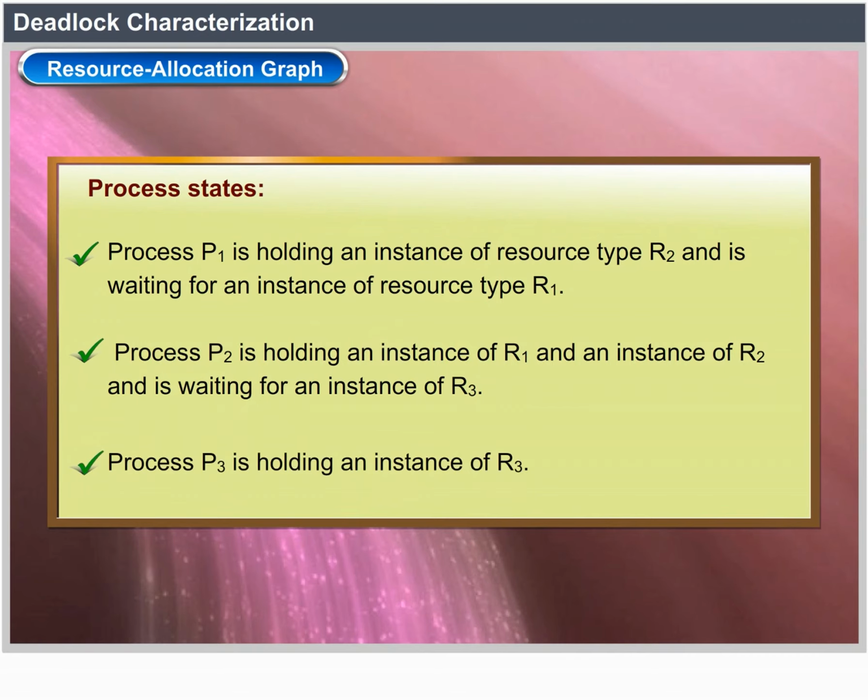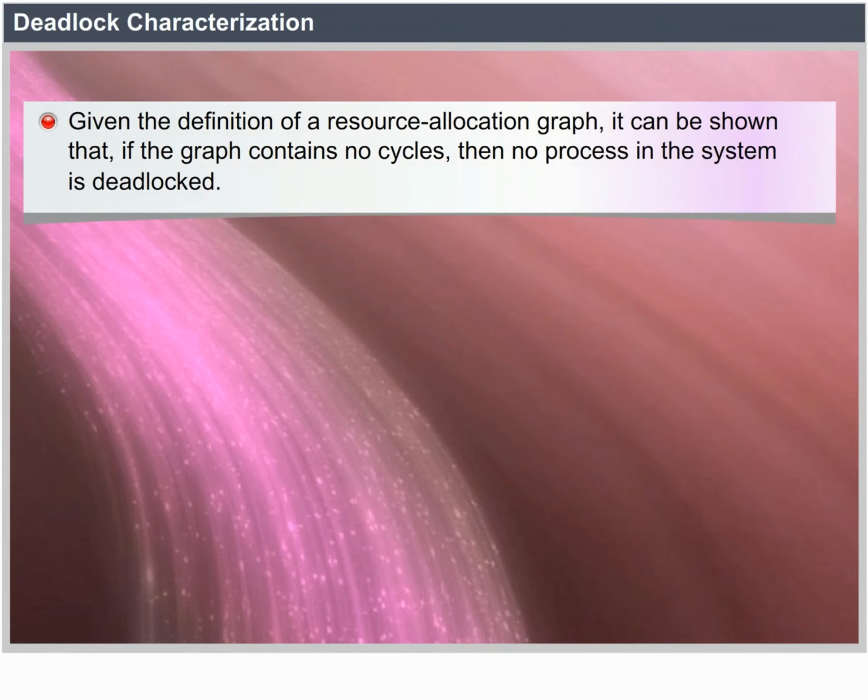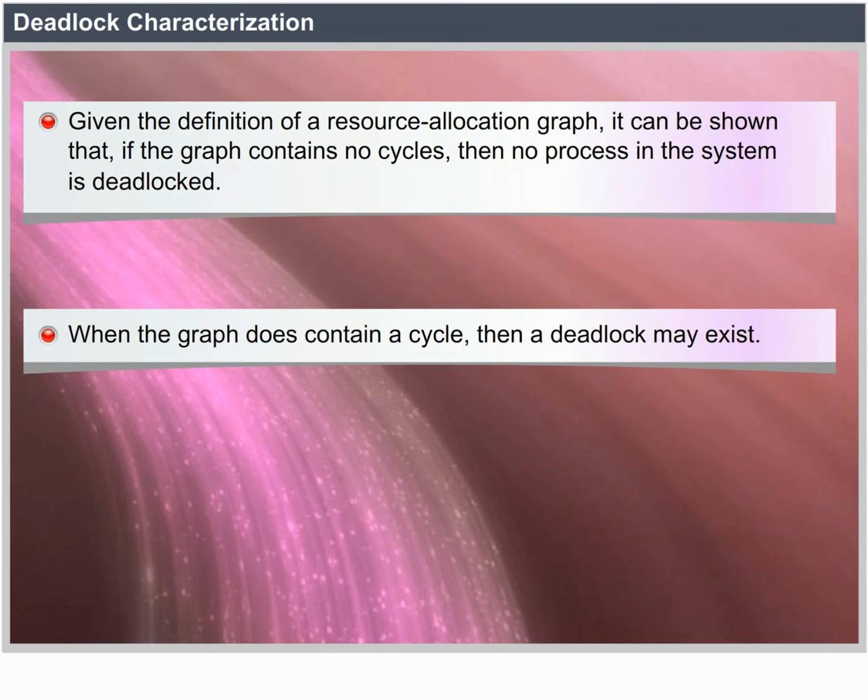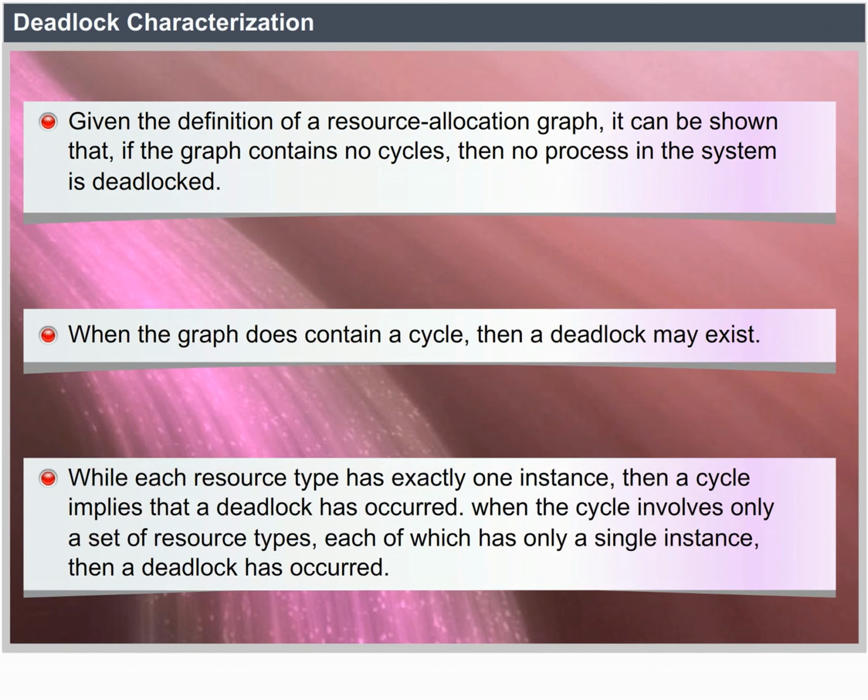Given the definition of a resource allocation graph, it can be shown that if the graph contains no cycles, then no process in the system is deadlocked. If the graph does contain a cycle, then a deadlock may exist. If each resource type has exactly one instance, then a cycle implies that a deadlock has occurred.